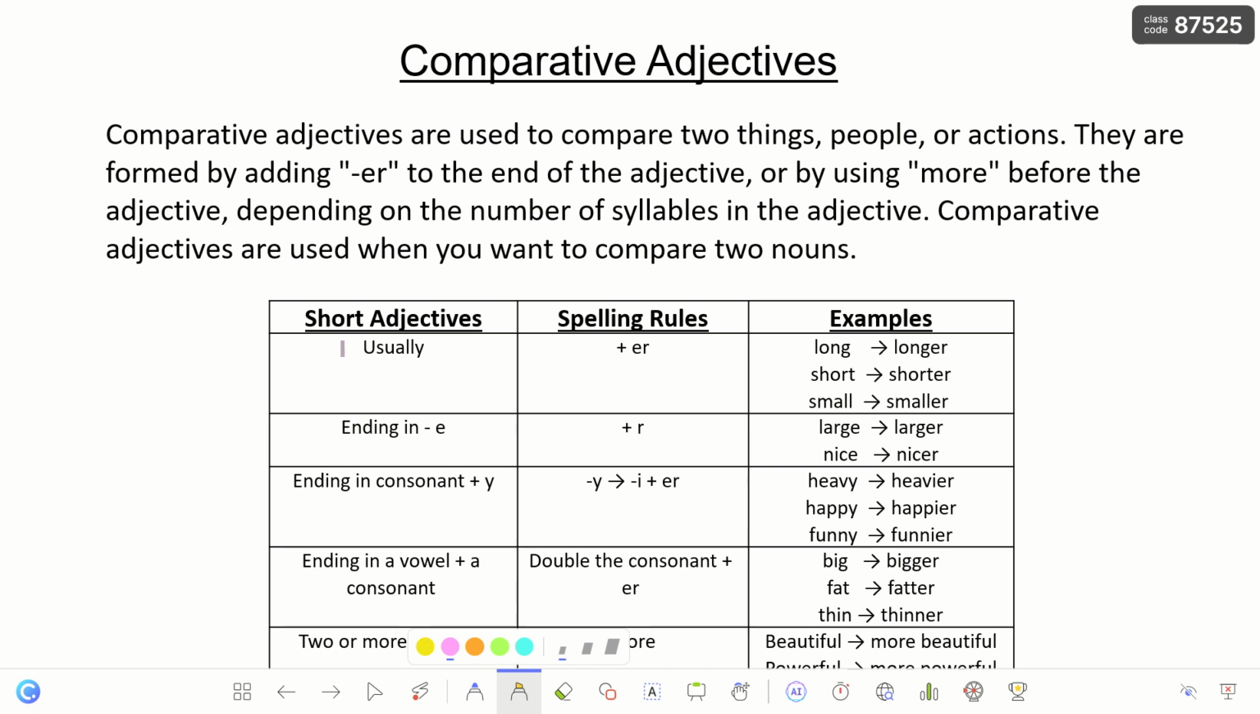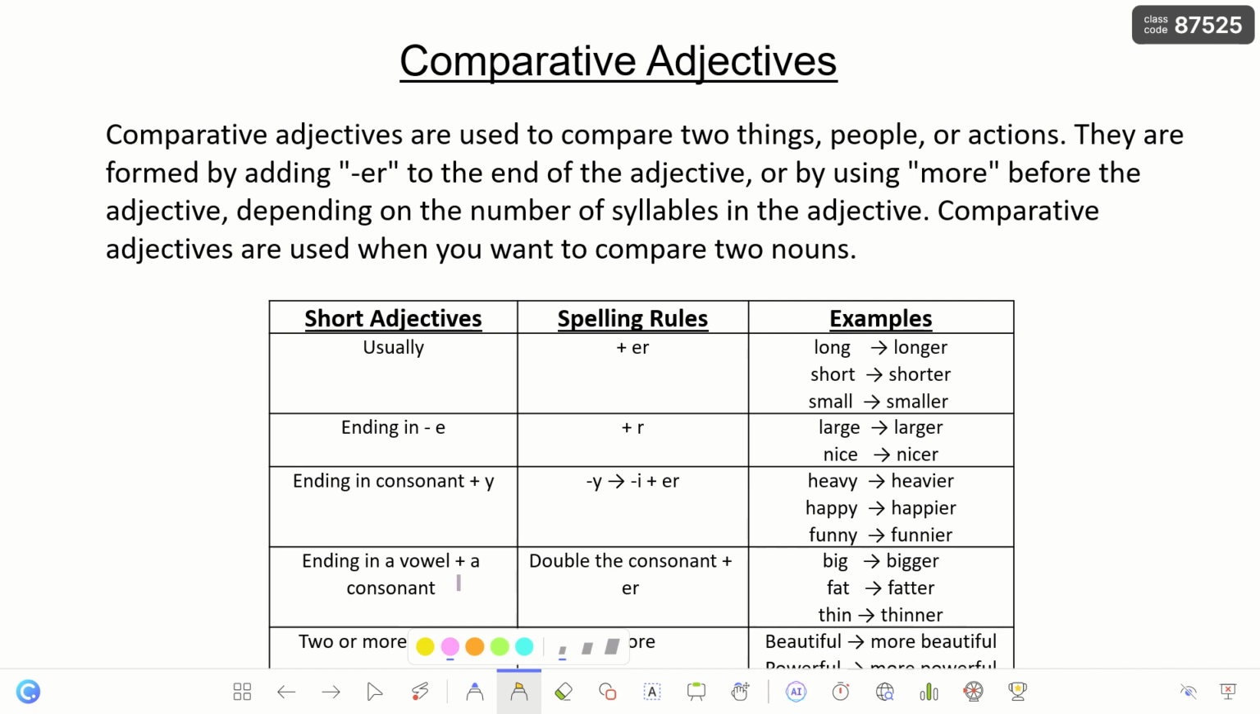So usually with short adjectives, I just add er: long, longer; short, shorter; small, smaller. If the adjective itself ends with e, I just add r, like large, larger; nice, nicer. If an adjective ends with y, I change the y into i and I add er, like heavy, heavier; happy, happier; funny, funnier.